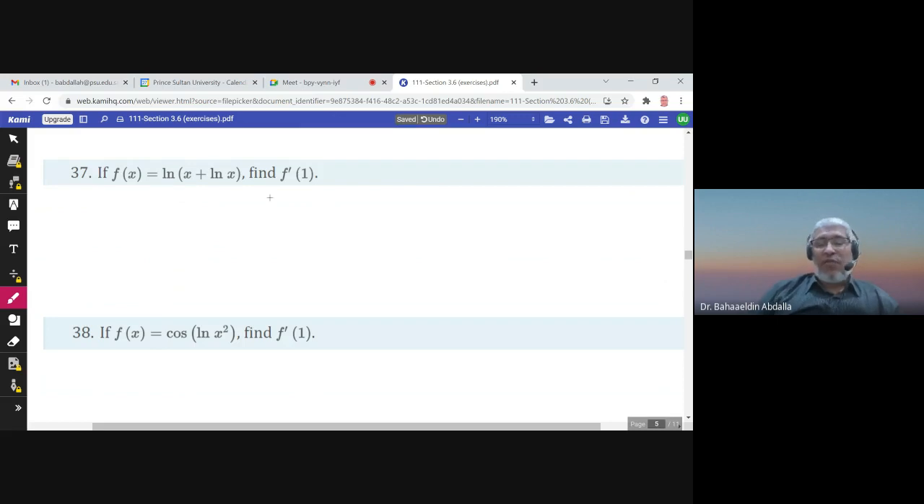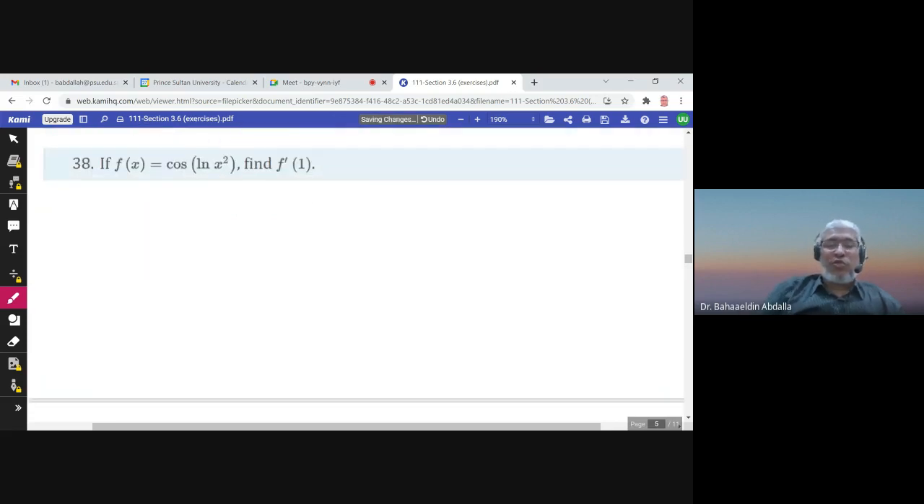Let us find f prime of 1. To find f prime of 1, I need to find f prime of x first. And if x is a composition, so the derivative is 1 over the inner function times the derivative of the inner, which is 1 plus ln x, derivative is 1 over x. Now I need to find f prime of 1. So just replace x by 1. 1 over 1 is 1. 1 plus ln 1 is 0. So the answer is 2 over 1 or just 2.